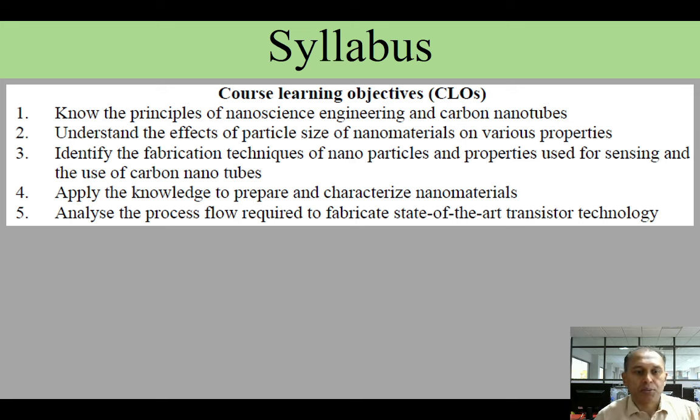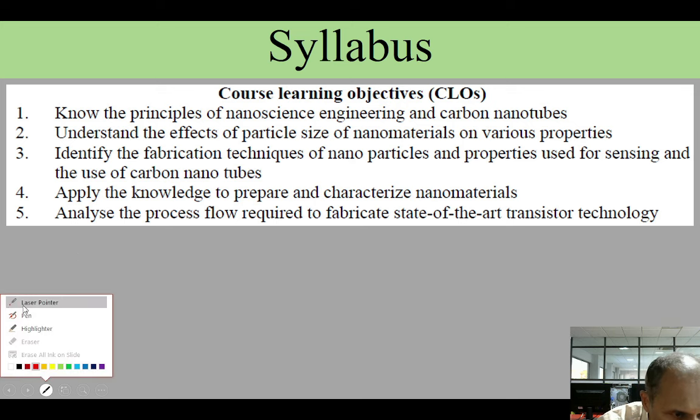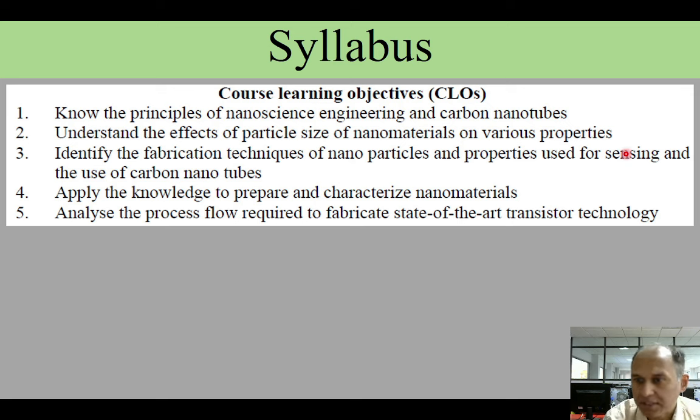To do that, we need to understand the fabrication techniques of nanoparticles and also the properties that are necessary for various applications. For example, if you are looking at sensing applications, or if you are looking at the use of carbon nanotubes, we need to understand the different fabrication technologies that are in use. What this means is, we need to have a better analysis of the different nanomaterials and the technologies or processes involved with the preparation of the nanomaterials.